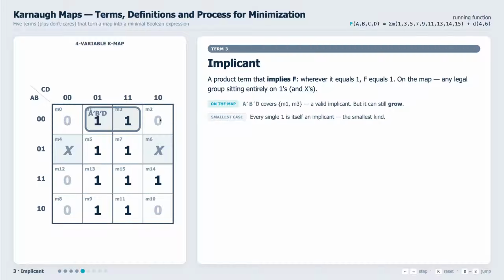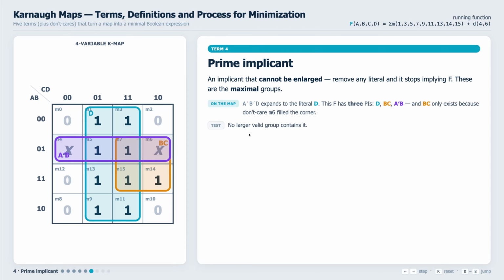The thing is, this is not the biggest implicant that I can have to include M1. So that's why we start talking about prime implicants. A prime implicant is an implicant that cannot be any bigger. So you make the implicant as big as possible, and it becomes a prime implicant.